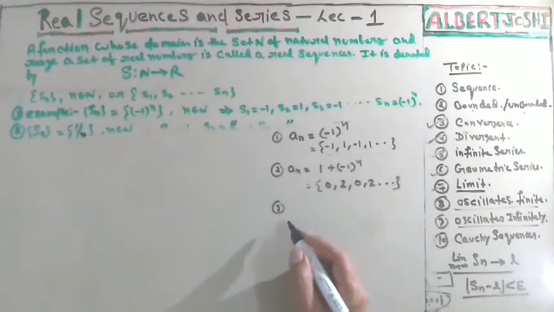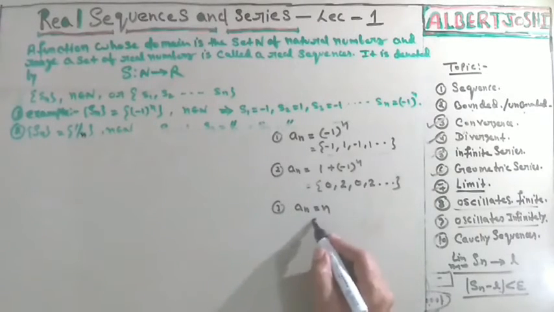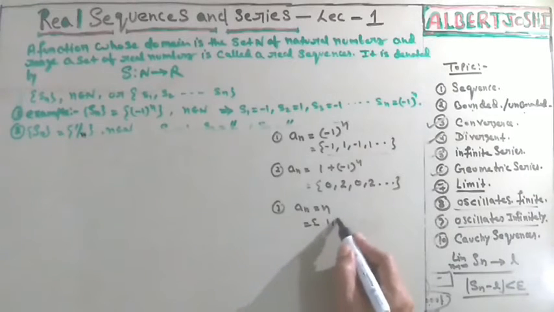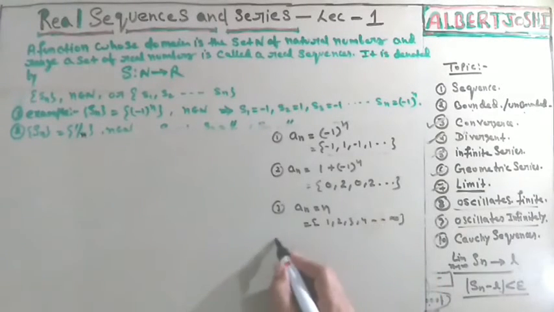Now the third example, suppose you have a_n = n. Now you can see that if you place different values, then you are getting 1, 2, 3, 4 and so on to infinity. Okay, this is unbounded.